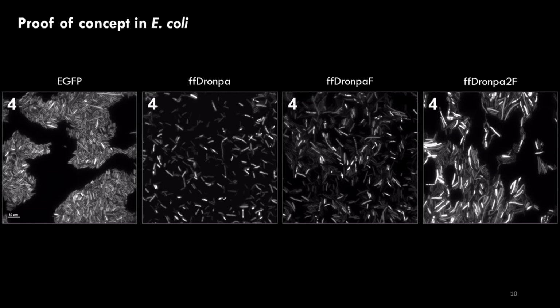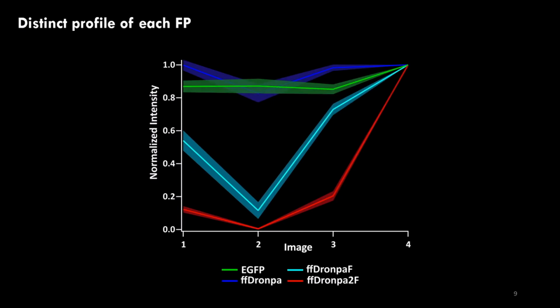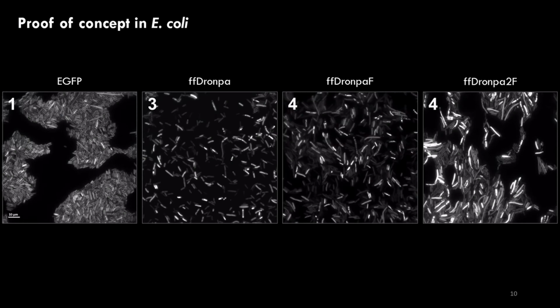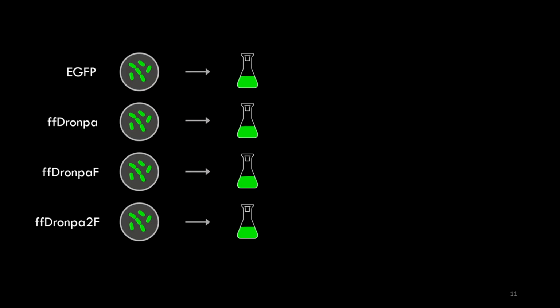FF-Drompa, there is a little bit of blinking. FF-Drompa-F was blinking more, and FF-Drompa-2F is the fastest switcher. So then we were wondering, well, we will just make a mixture and we will separate all these proteins.